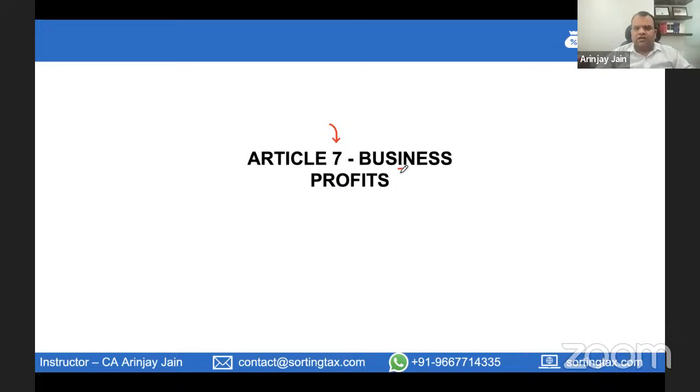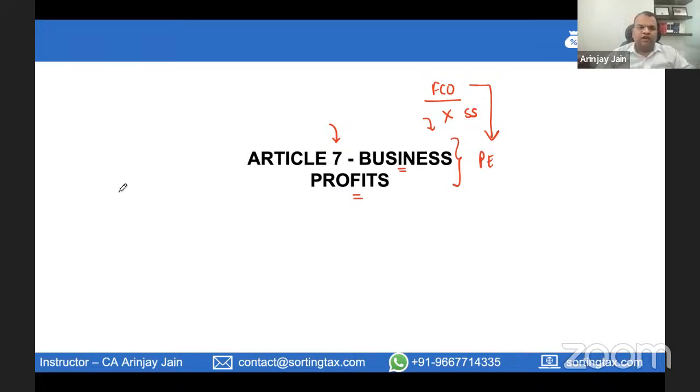So, Article 7 basically deals with business profits, and what it provides is that the business profit of a foreign company cannot be taxed in the source state unless and until this foreign company has a permanent establishment in the source state. Now, business profit can again be of two types. One, for which there are specific provisions in a tax treaty. So for business profits for which there's a specific provision in the tax treaty, those clauses will apply.